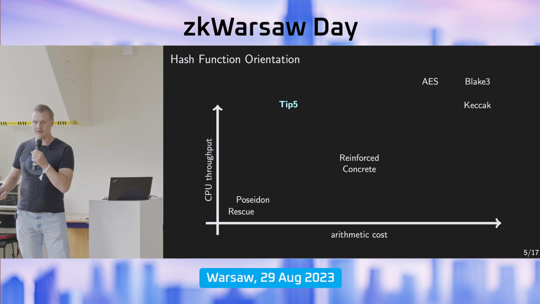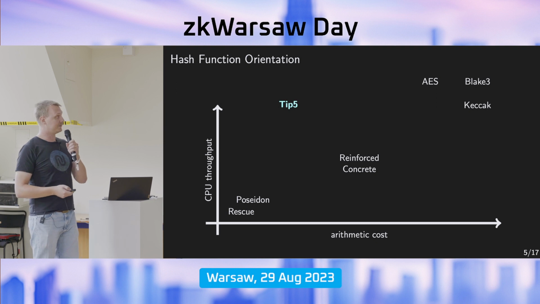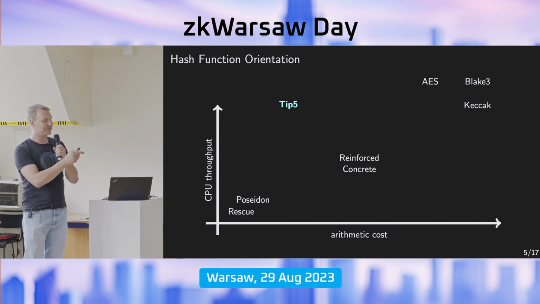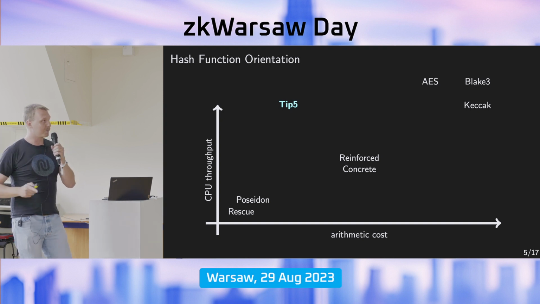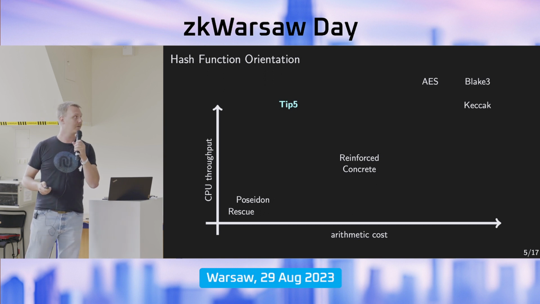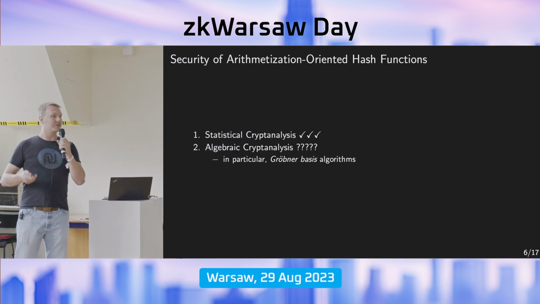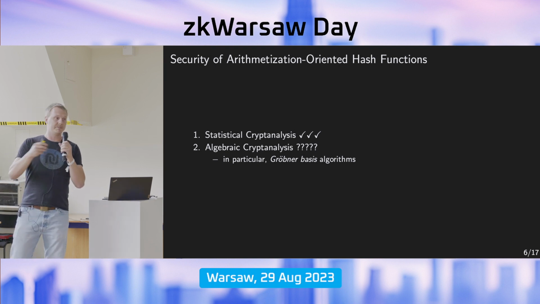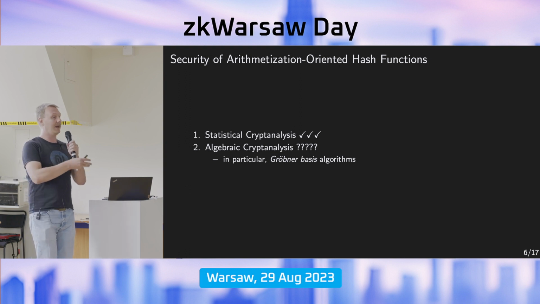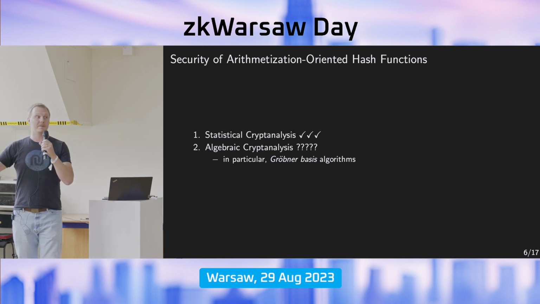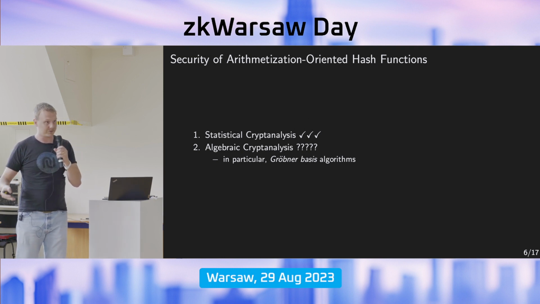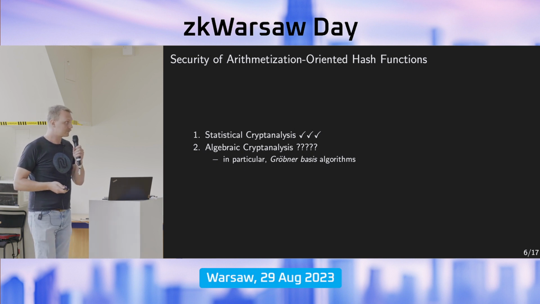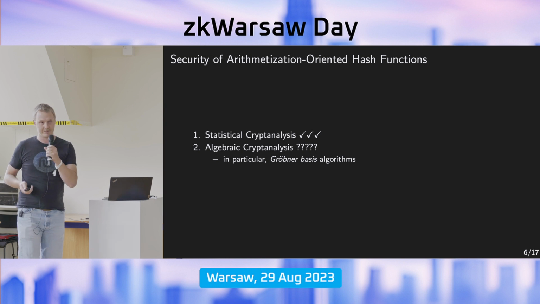And what I want to convince you of is that Tip5 belongs in this picture on the top left. Low arithmetic cost, not quite as low as Rescue and Poseidon, but its performance is on par with Keccak. In terms of security, statistical cryptanalysis is mostly well understood, especially in relation to traditional hash functions, and Tip5 borrows a lot of design principles from traditional hash functions. So the statistical cryptanalysis part is not the interesting part. The interesting part is the algebraic cryptanalysis.